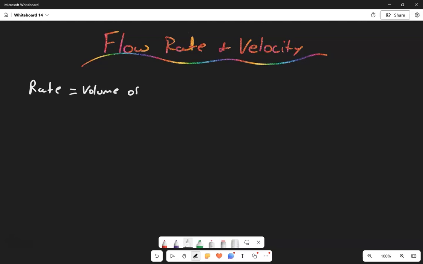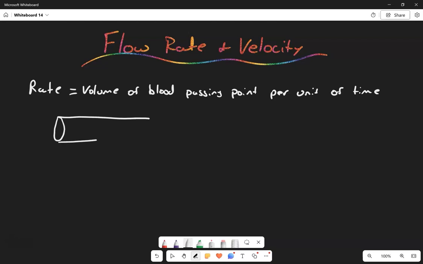So, volume of blood passing a specific point per unit of time. Right? So, if we look at a blood vessel like a tube, our rate is going to be how much blood passes this specific point per unit of time.